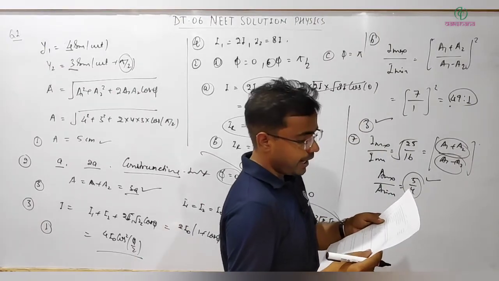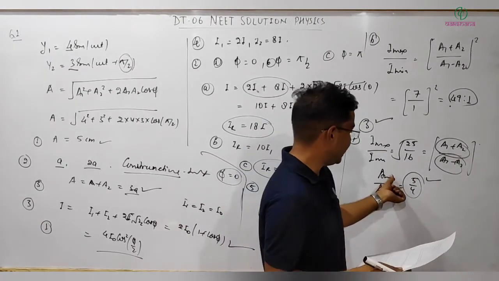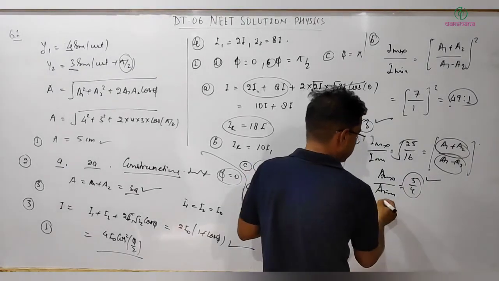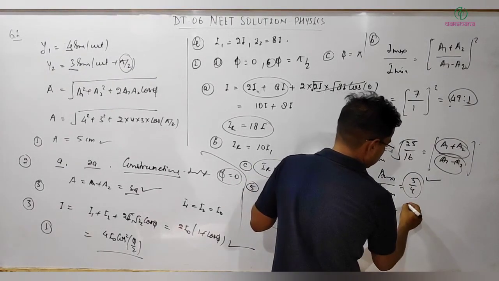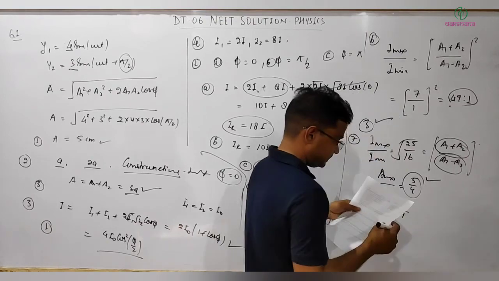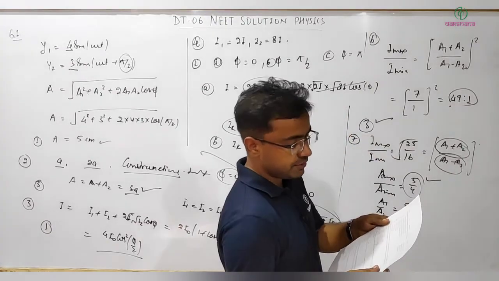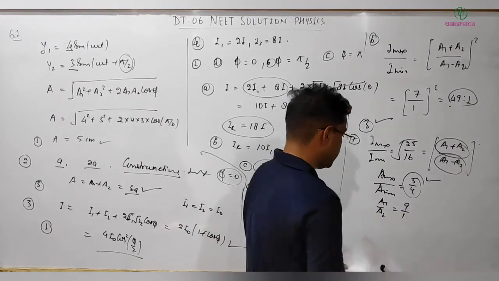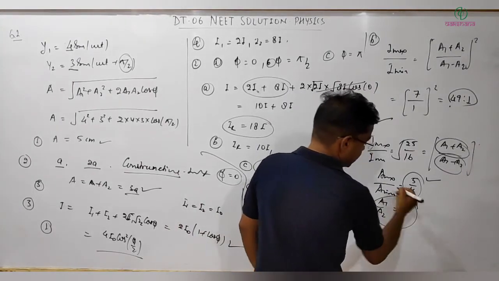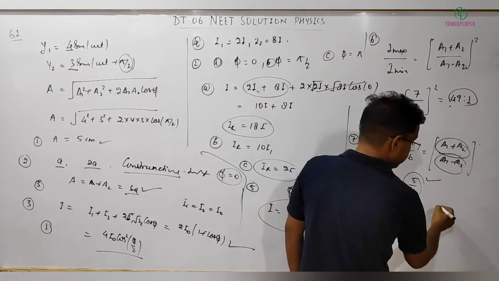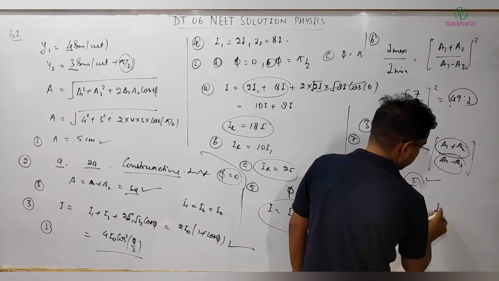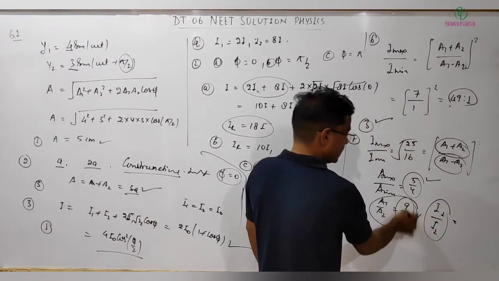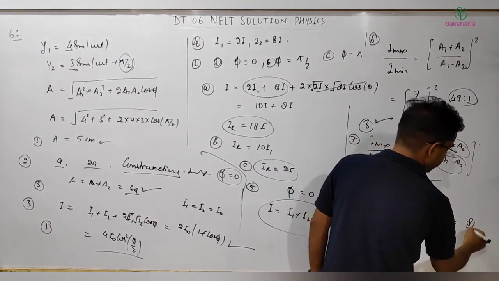And for the amplitude of individual waves, simply A max is A1 plus A2 and A1 minus A2 is A minimum. Simplifying it, we get A1 by A2 is equal to 9/1. And then the intensity of an individual wave will be proportional to amplitude square, so it will be 81/1. So this is the ratio of amplitudes, and the ratio of individual intensities I1 by I2 will be proportional to amplitude square, so it will be 81/1.